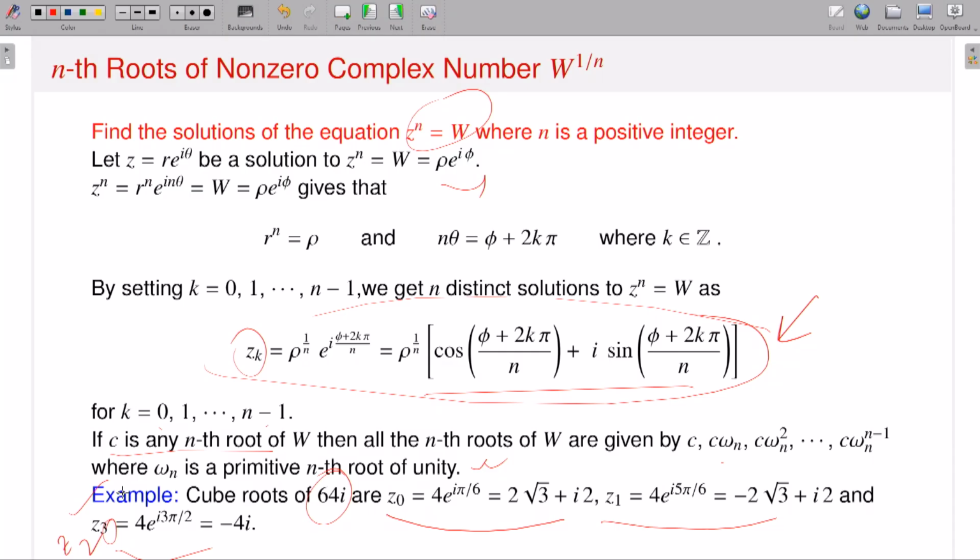So you have a formula, you have the complex number w equal to 64i, and then you have to find what are the complex numbers z, so that z to the power 1/3 is equal to 64i. You have the formula, you put it in, k runs from 0, 1, 2, then you are done.